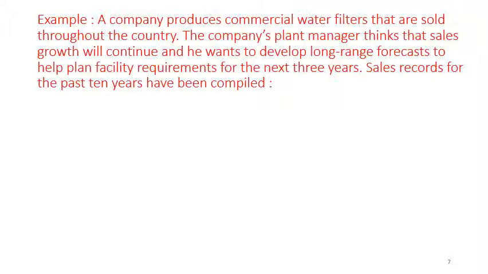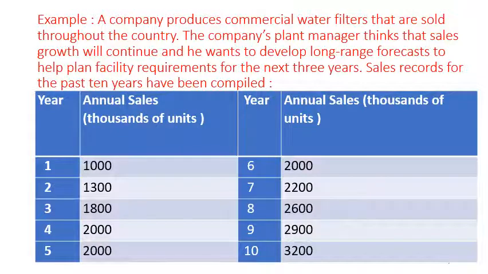A company produces commercial water filters which are sold throughout the country. The plant manager wants to estimate the forecast for the next 3 years. Sales records for the past 10 years are given in this table. You can see here the first 5 years, then years 6, 7, 8, 9, 10. Annual sales in thousands of units is given. First year 1000 units, in thousands. So whatever values are given here are in thousands. 10 years of data is given. The plant manager wants to make an estimation or a forecast for the next 3 years. So let us see how we proceed.